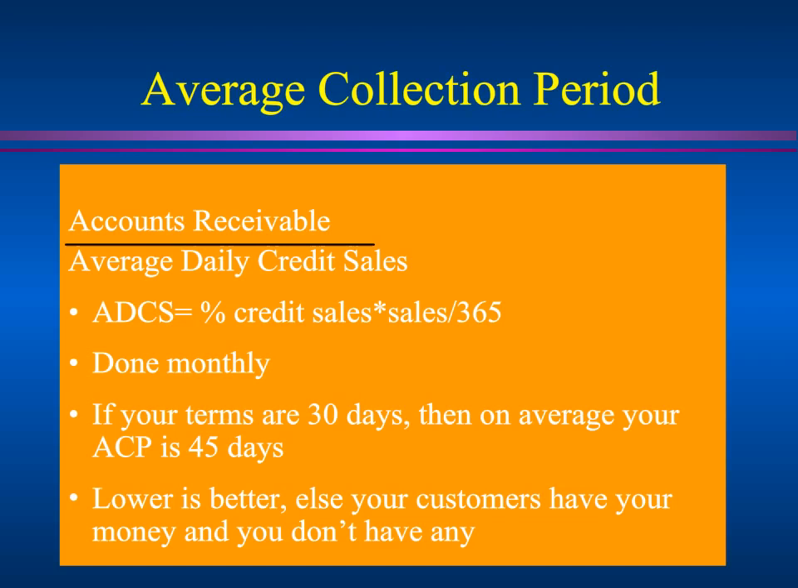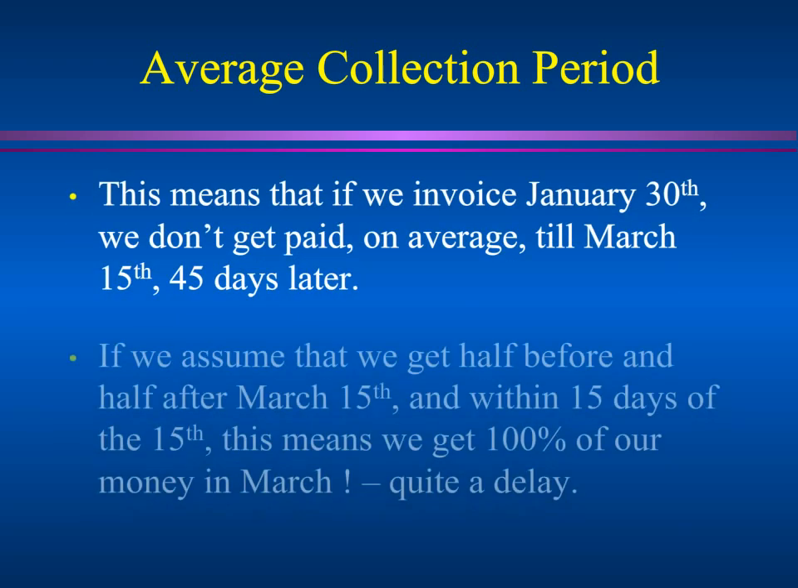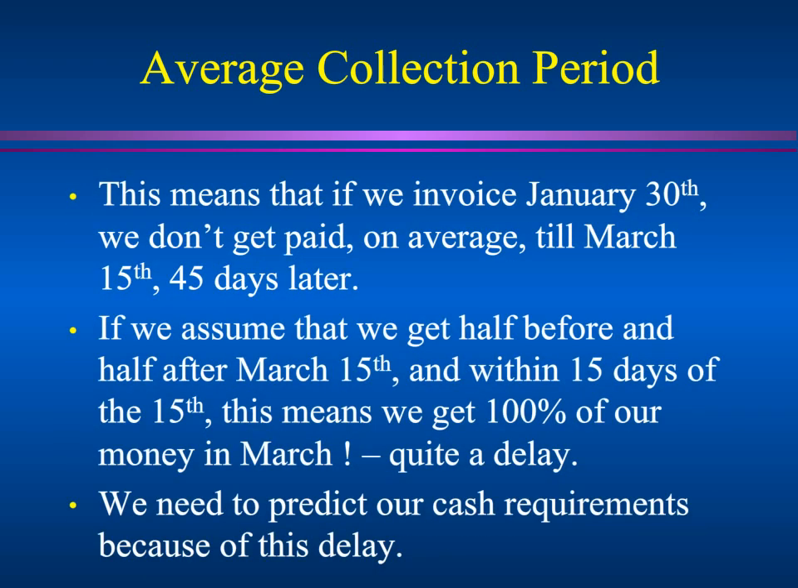But again, just be aware of how it's calculated from the income statement and the balance sheet, and go from there. Okay, just a reminder, the big trick with this: if we're not actually getting paid for 45 days on average, that means we're getting our money about 2 months later. This is really huge in that we really have to be careful and predict our cash requirements, especially if we have any sort of seasonality to our sales, because we're going to have a time lag before we get our money in the door.